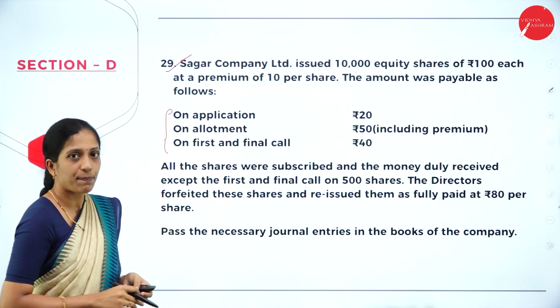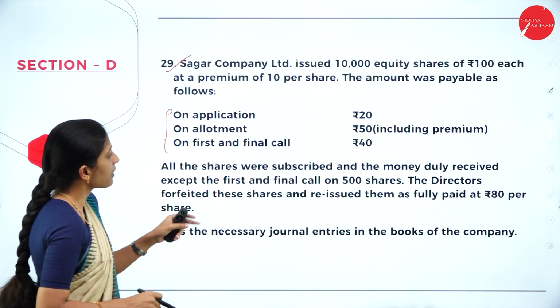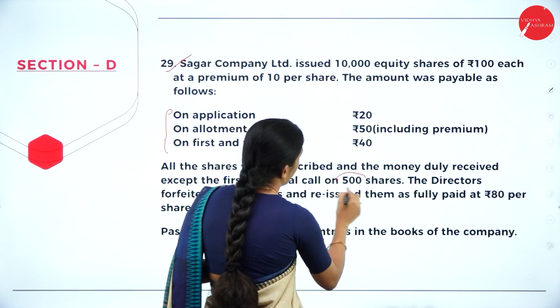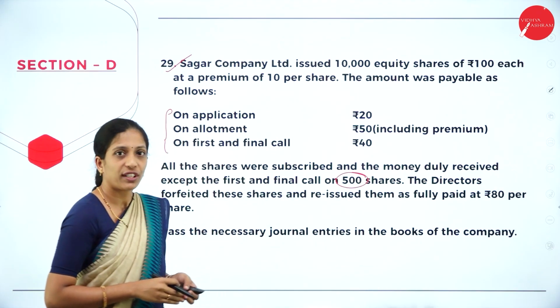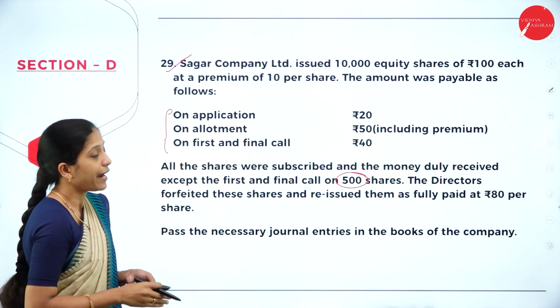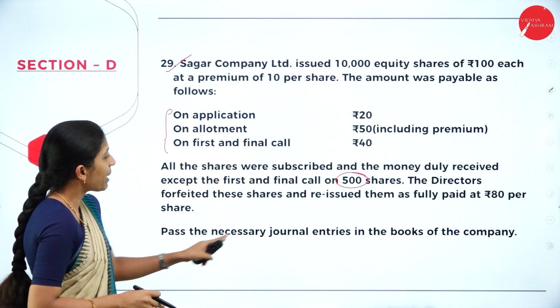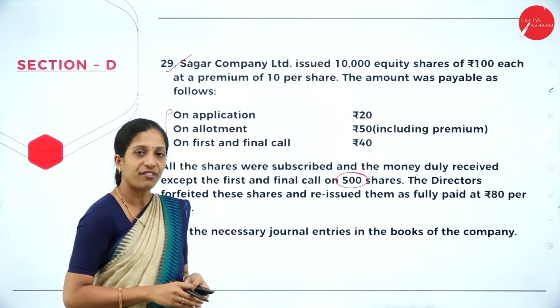So all the shares were subscribed and the money duly received except on first and final call on 500 shares. The directors forfeited and reissued the shares at rupees 80 per share. Pass necessary journal entries in the books of company.